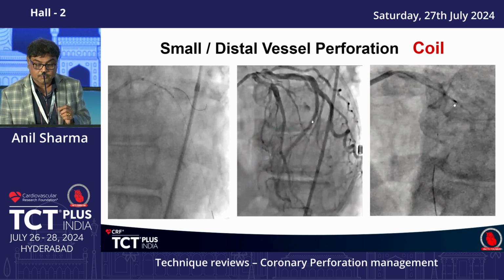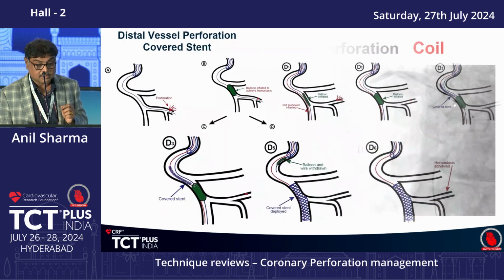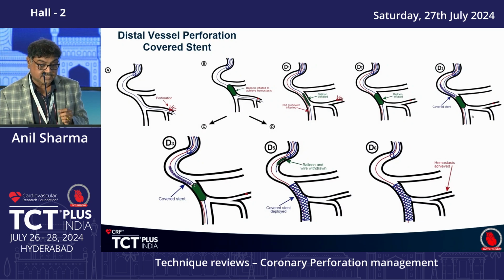Perforation here. Putting the coil. Everything settled down. But again, there are differences. You can see here, balloon. Close the main balloon. Side branch bleed may stop. Or maybe like A, B, C, D.